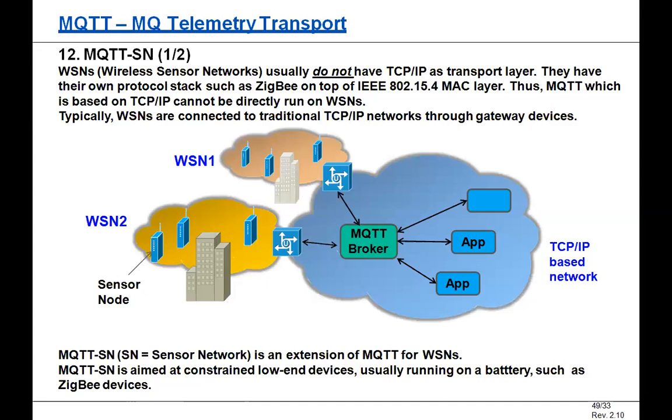You don't have TCP/IP support in the wireless sensor network. You need the support of Zigbee or some other network technology, a protocol stack, and with the support of a gateway, you will be connecting to the MQTT broker, and finally MQTT to the other clients or the subscribers.